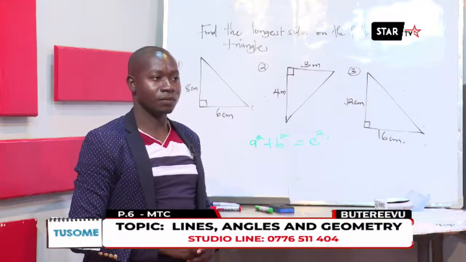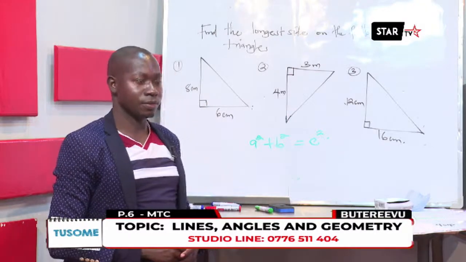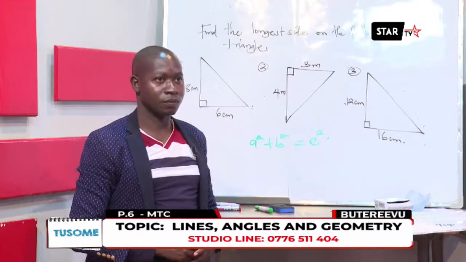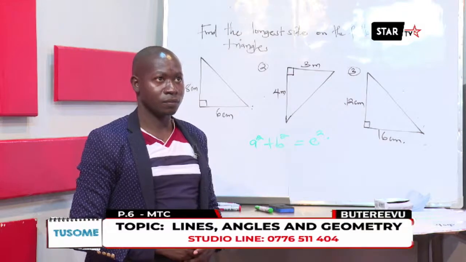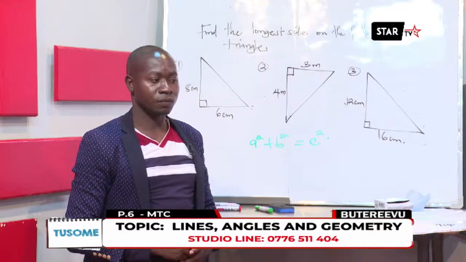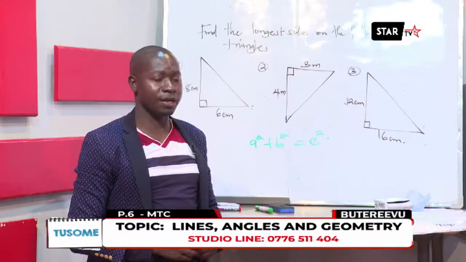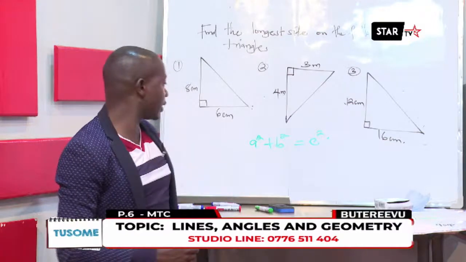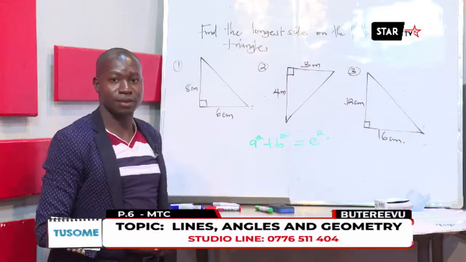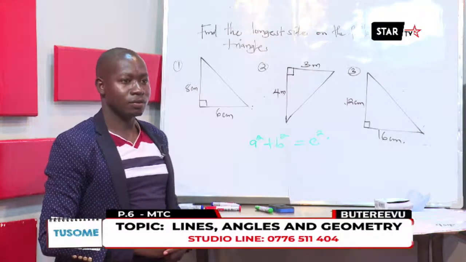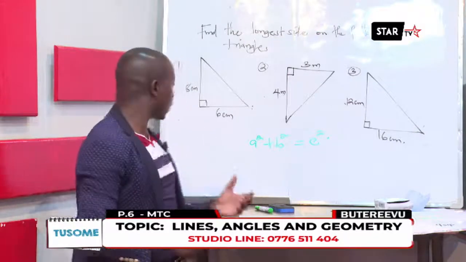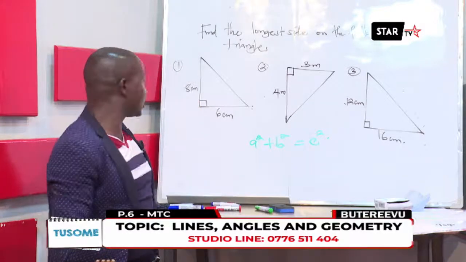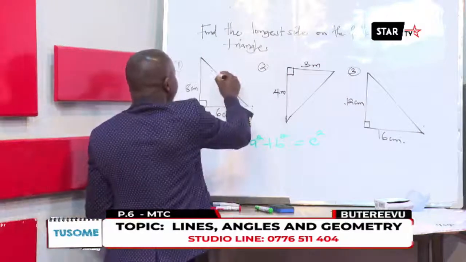64 plus 36 equals 100. Therefore, the square root of 100 is 10 centimeters. Wow. Thank you, Jasmine, for correctly answering number 1. For whoever's been calculating, Jasmine, thank you so much.